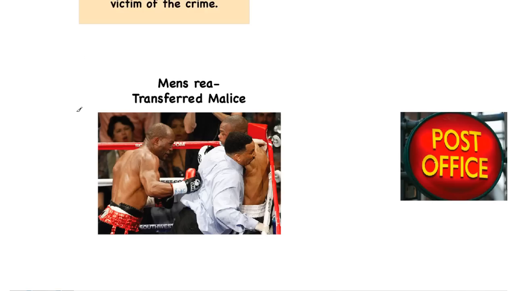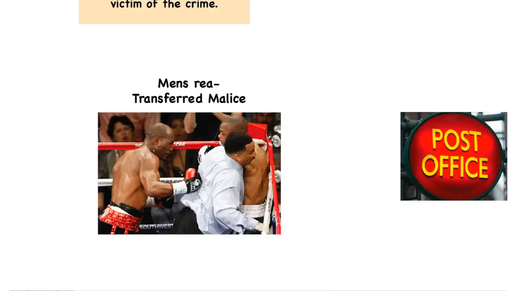Okay, so transferred malice. It's a small consideration when we look at mens rea, effectively. And the picture in the middle sums up really what transferred malice is all about. What happens if the defendant, meaning to, in this case, punch the victim, but actually punches somebody else?